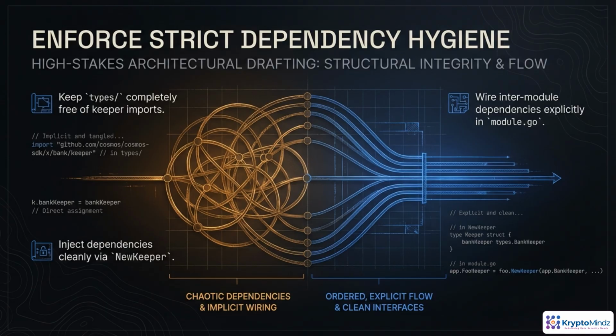Dependency hygiene is what keeps a Cosmos SDK codebase from collapsing under its own weight. Your types package should be completely ignorant of keepers and other heavy dependencies. Treat it as your pure domain model. All wiring between modules belongs explicitly in your app or module.go, using constructors like NewKeeper for dependency injection. That discipline gives you acyclic imports, clean interfaces, and testable modules. Any shortcut, like importing other keepers inside types, may feel convenient early, but it tightly couples modules and makes refactors and ABCI++ changes painful later.